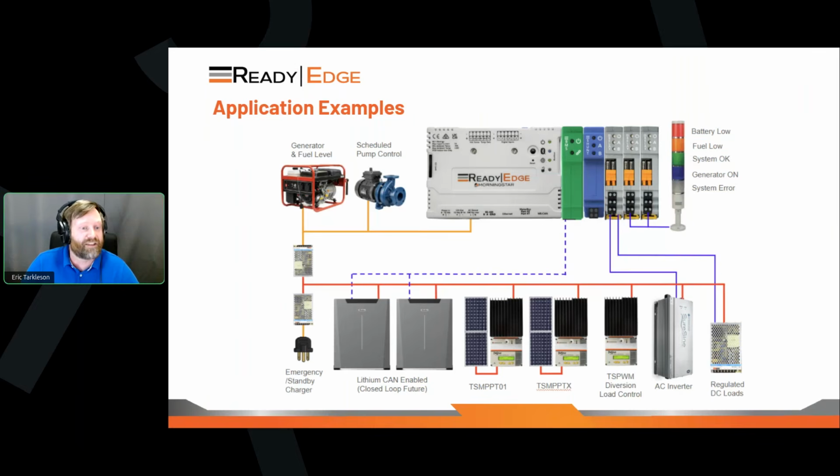And again, all of this is schedulable. AC inverter also, right? Schedulable, or on low voltage disconnect. And then regulated DC loads as well. So this can really be expanded to be quite complex. And then I'll show you some more examples of the signaling that you can do. System errors, generator on, system okay, fuel low, battery low, all of these things. There's a lot of options.